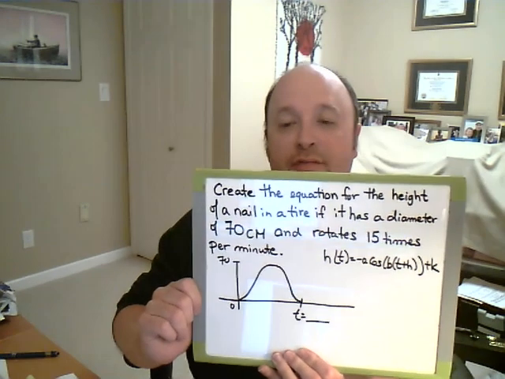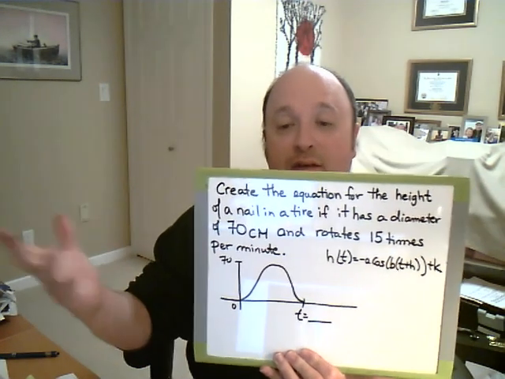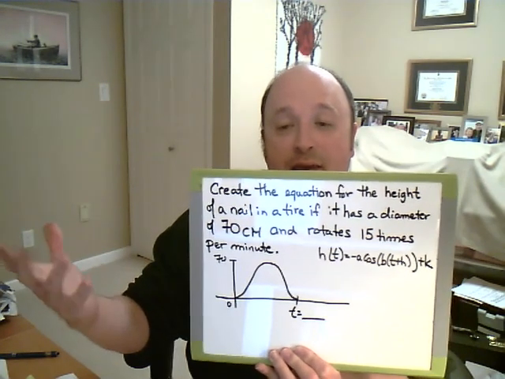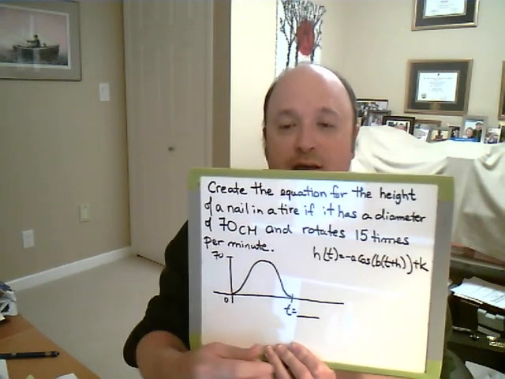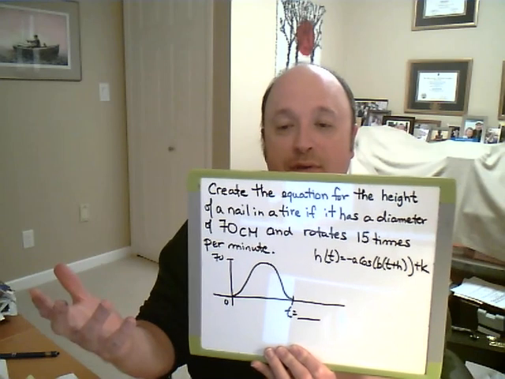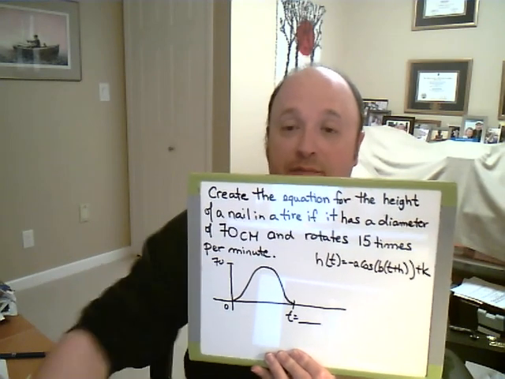Negative cosine graph. And so I have to calculate A, B, H, and K. But again, H is 0, right? Because it's starting at time 0. And so that's that. We don't have to worry about that. So I just need A, B, and K. So can you calculate them? See what you can do.